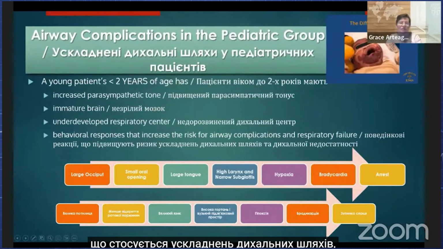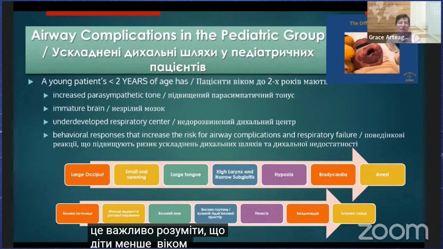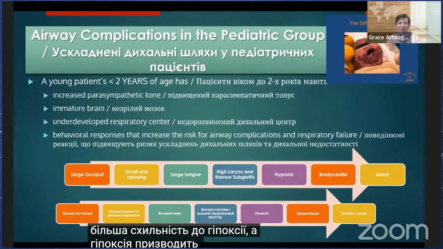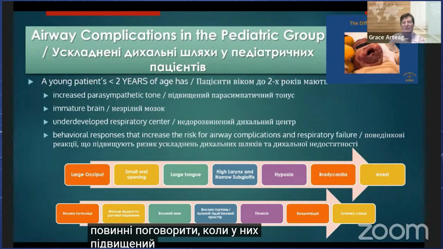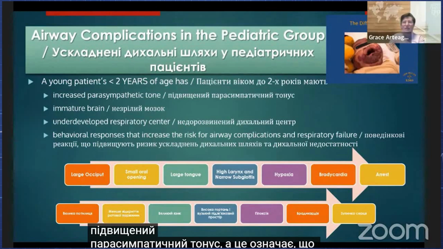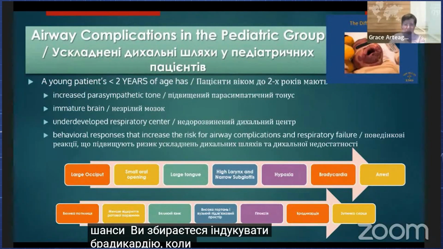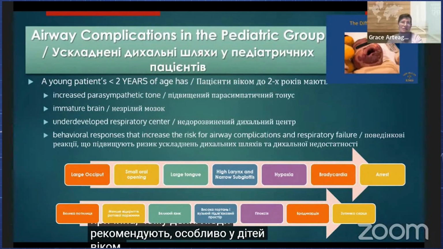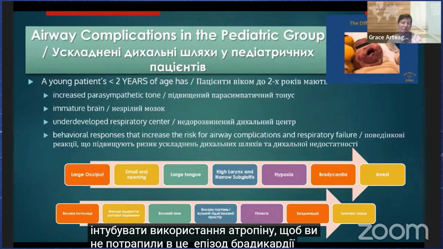So as far as airway complications, it's important to realize that kids less than 2 years of age have more predisposition for hypoxia, and hypoxia leads to cardiac arrest. So there are some differences that we need to talk about. One, they have an increased parasympathetic tone, which means that if you're going to manipulate the airway, chances are you're going to induce bradycardia. And that's the reason why some people recommend, particularly in kids less than 6 months of age, that when you're going to intubate you use atropine so that you don't get into that bradycardic episode.